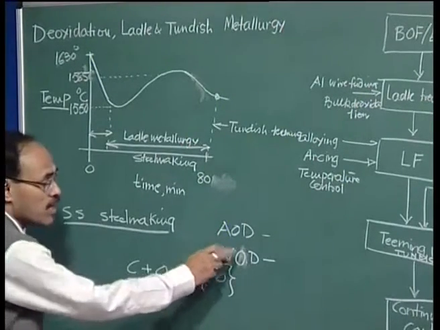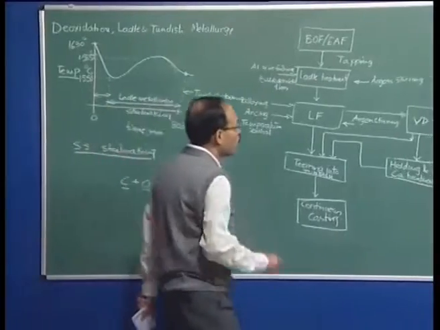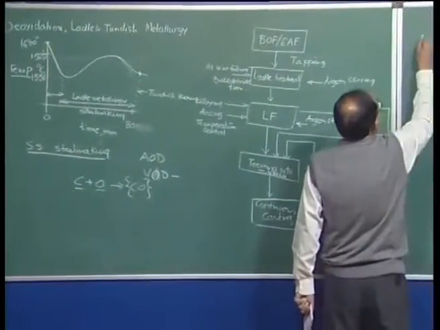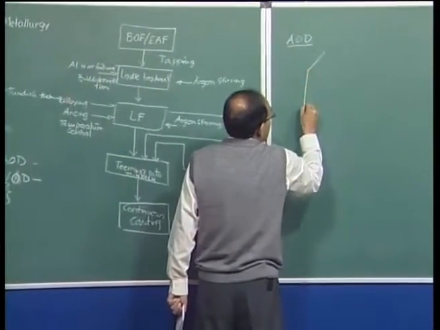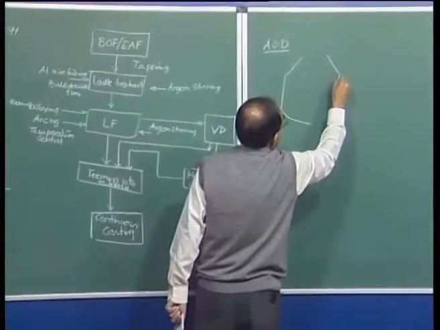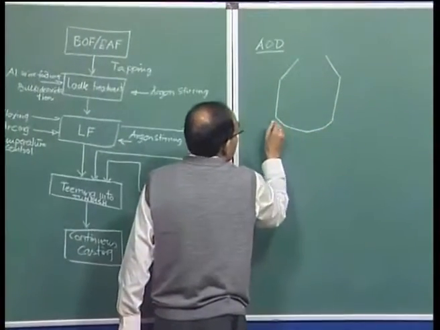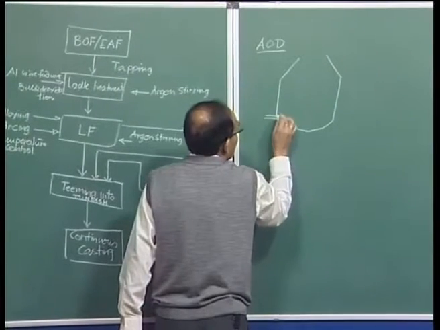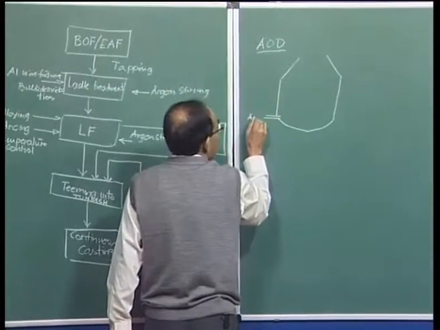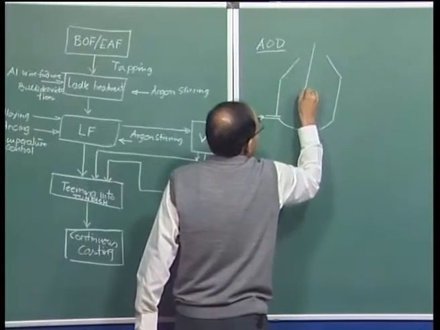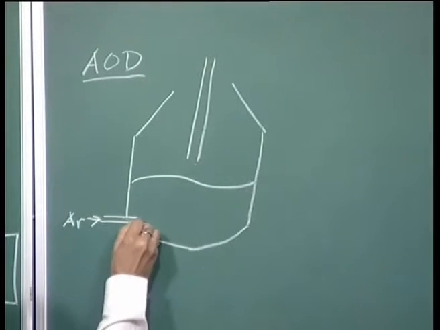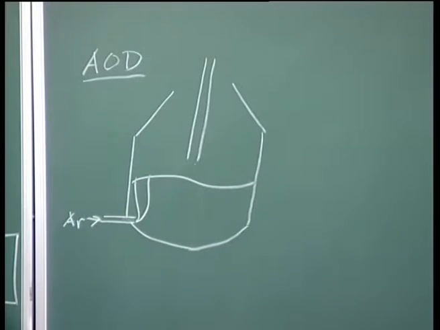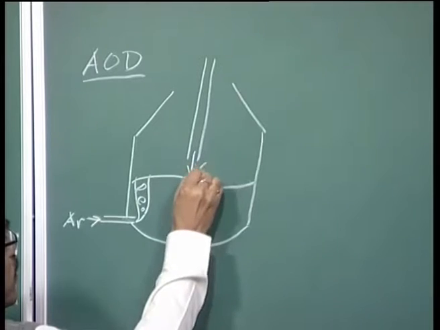So, in the vacuum oxygen decarburization process, let me now draw quickly the figure. If we look at the argon oxygen decarburization process, it is again carried out in a vessel which is similar to our oxygen steel making vessel. Only difference is that we have a side blown nozzle through which argon gas is going to be supplied. So, we have a side blown nozzle, and we have again a supersonic lance, and we have the metal here, and through this the argon bubble rises, produces stirring, and through this the oxygen is supplied.